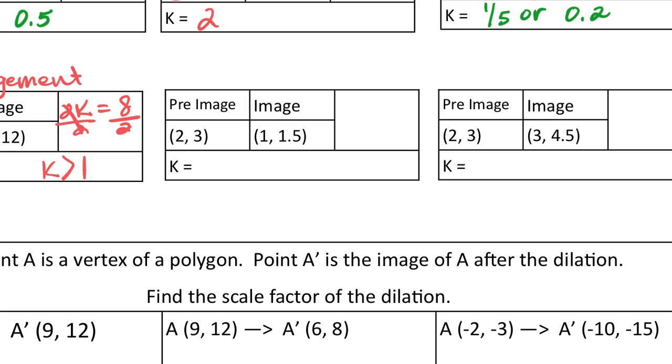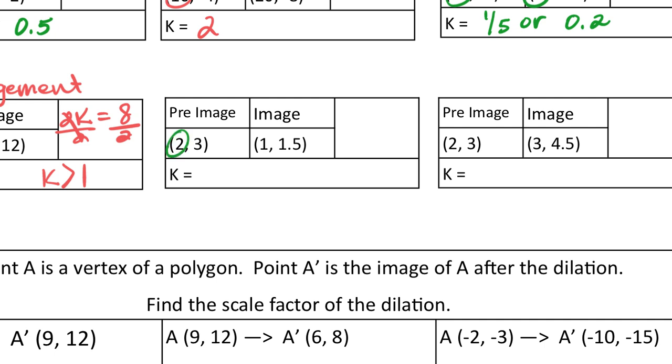Okay, I'm going to continue to move through. Here I'm going from 2 to 1. This would be a reduction. So 2 times something equals 1. So that something would be 1/2 or 0.5.